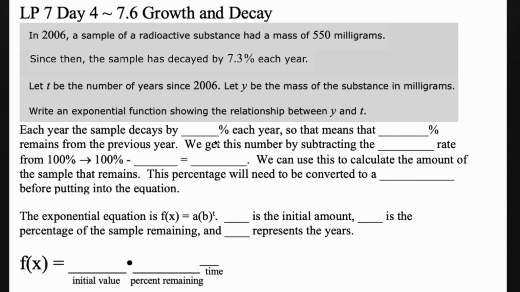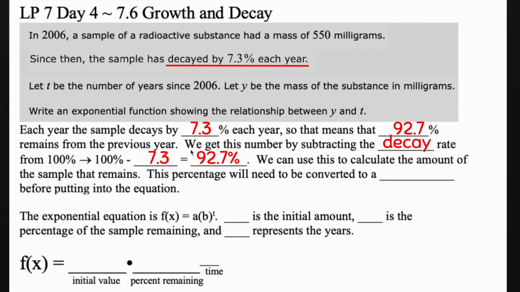So each year, the sample decays by 7.3%. So that means that 92.7% remains from the previous year. We get this number by subtracting the decay rate from 100%, because what I have is decaying by 7.3%. So if I subtract 7.3, then I'm left with 92.7% of whatever was there to start with. So that's definitely an important piece.